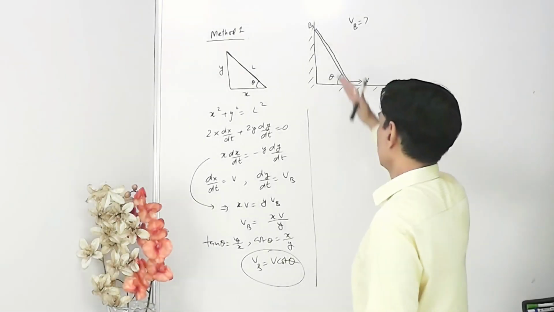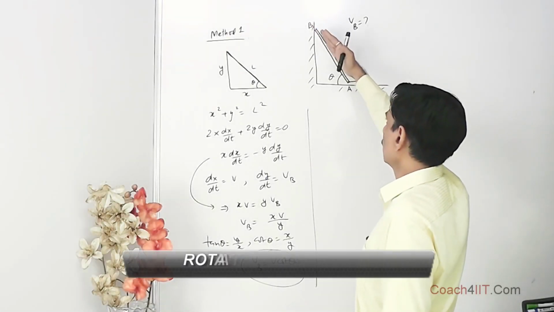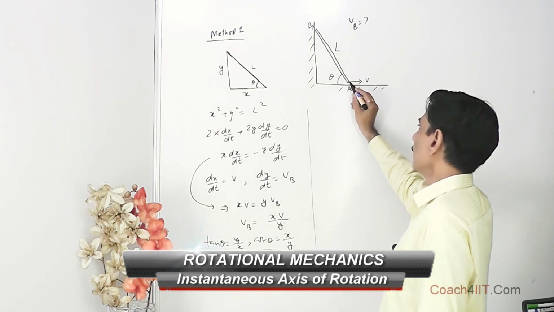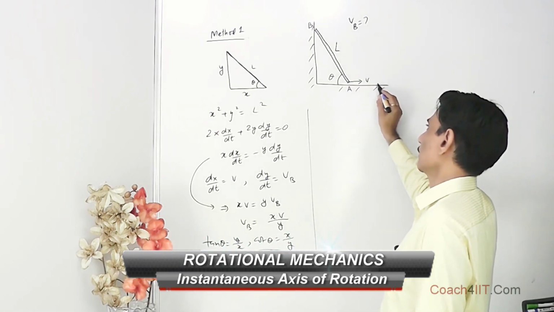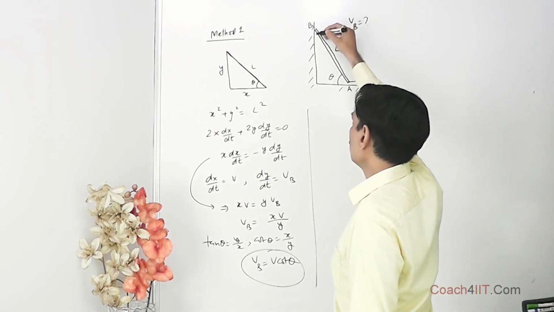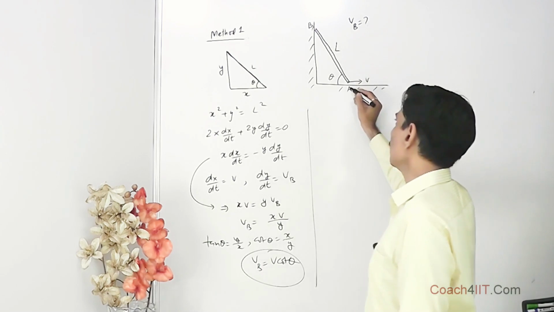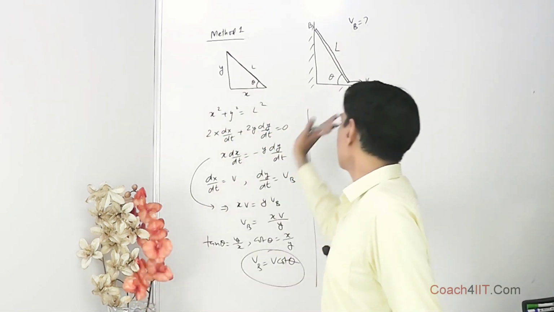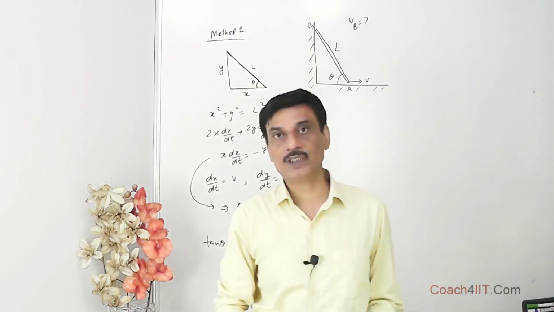Let's take the case of a rod which is leaning against a wall. The length of this rod is L, and this end A is being pulled in the horizontal direction with velocity V, and end B will obviously be moving down. All the time these two ends A and B are not losing contact with these surfaces.